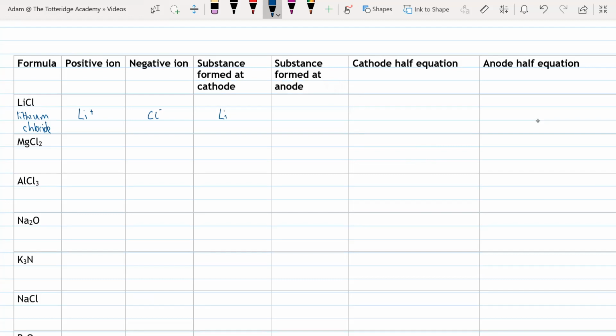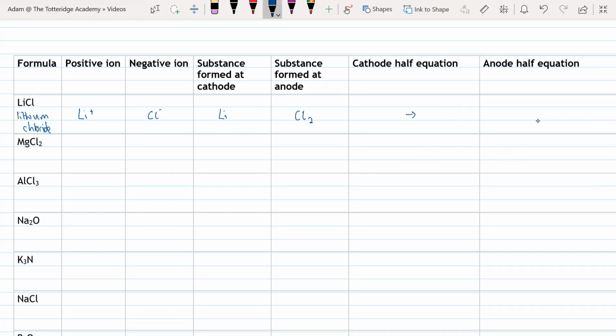At the anode, what am I going to get? Call out your answer on 3. What am I going to get? The anode, 1, 2, 3. Some of you will have said Cl. Some of you would have said chlorine. The correct answer is, of course, Cl2. Chlorine molecules, or Cl2.